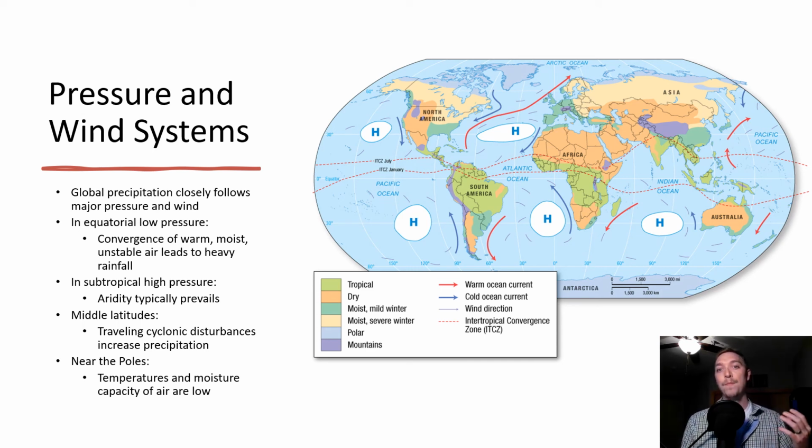getting into the southwest of the United States, the outback in Australia, etc. In the mid-latitudes, you'll have traveling cyclonic disturbances that will increase precipitation. These are what we call mid-latitude cyclones, which we'll get into towards the end of the course, and talk about how those set up and drive precipitation. And then near the poles, obviously it's colder, but there is not as much moisture capacity in the air. So you actually have rather dry and arid climates. The temperature and moisture capacity of the air are low there. So that sets up some of the dominant drivers of global climate.